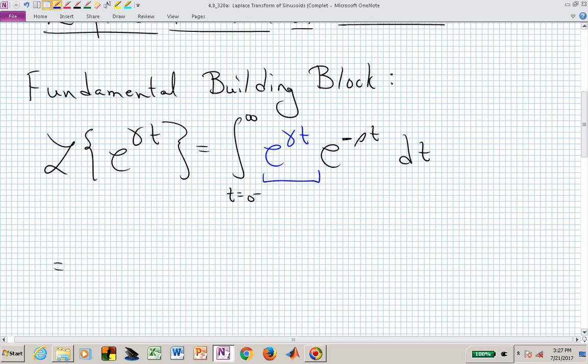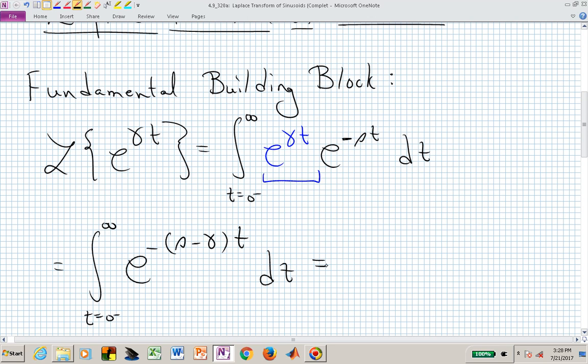What we're going to do now is play with the property of exponentials, and that allows us to combine these two exponentials so that now we have e to the minus (s minus gamma) t, keeping the minus sign out front of the argument. We had e to the minus st to begin with, so now we have a minus for the gamma t, and that gives us e to the gamma t dt.